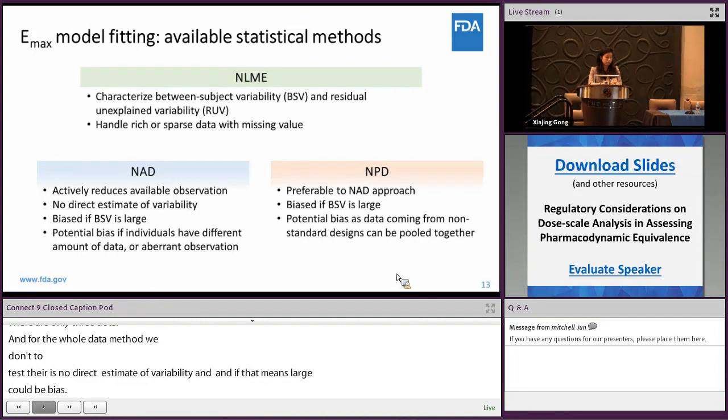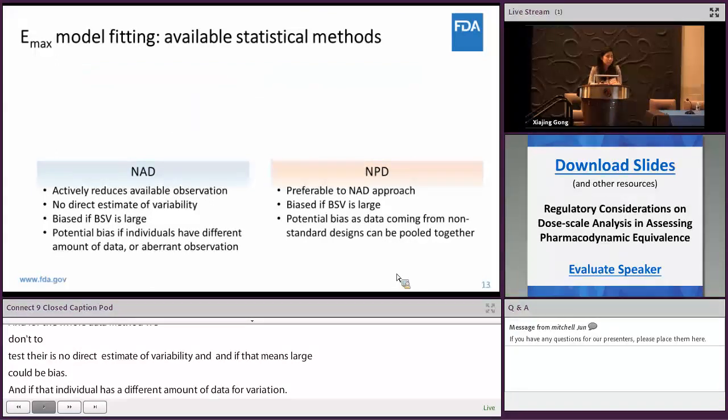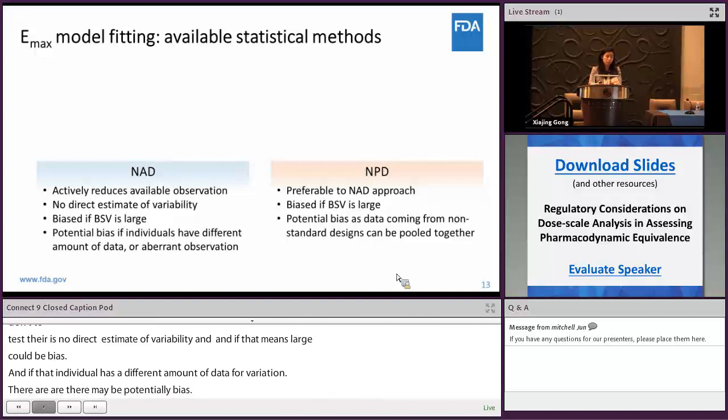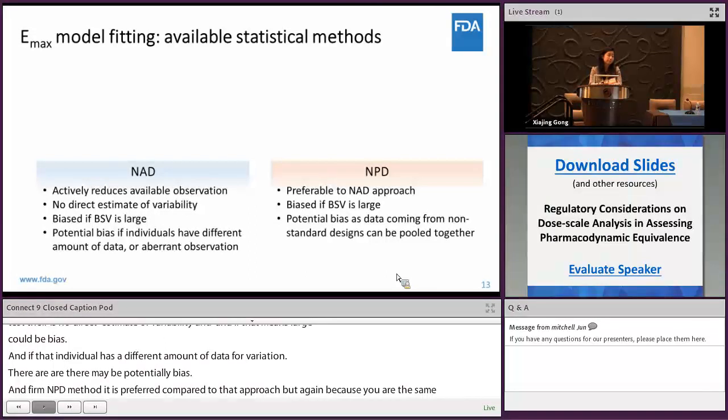And for the MPD method, it is preferred compared to the NAD approach. But again, because you're treating all the data as coming from the same subject, if the between subject variability is large, there can be biased results. And there is potential bias as the data from non-standard designs can be pooled together.